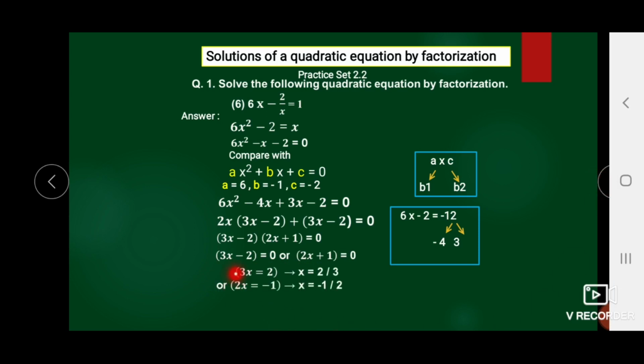So from the first bracket, 3x minus 2 equals 0. After transferring this minus 2 to the right hand side, we get 3x equals to 2, that is x equals to 2 by 3. And from the second bracket, 2x plus 1 equals to 0. So transfer this plus 1 to the right hand side, we get 2x equals to minus 1. That means x is equals to minus 1 by 2. Hence 2 by 3 and minus 1 by 2 are the roots of the equation.